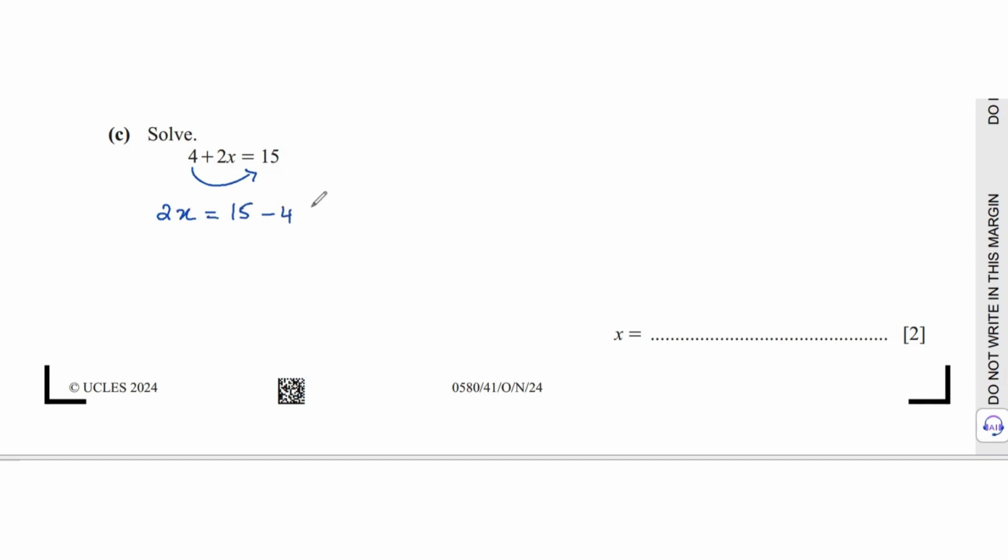Remember, when you're moving terms from one side to the other, whatever operation is being performed initially, on the other side it does the opposite. So if it's being added, it gets subtracted. If it's being multiplied, it gets divided on the other side. So 2x equals 11 and x equals 11 over 2. Since 2 was being multiplied by x over here, on the other side it's dividing. So you can write it as a fraction or a decimal.